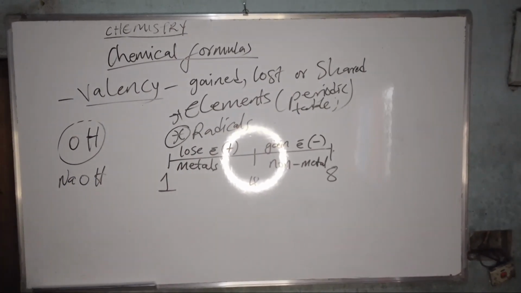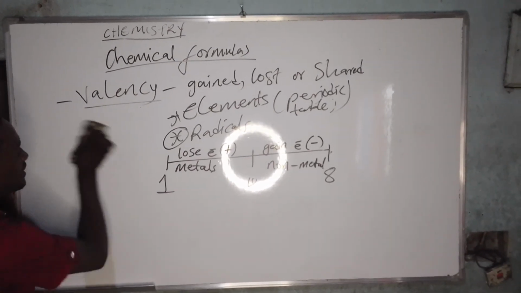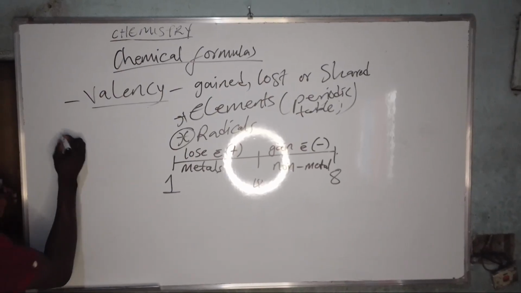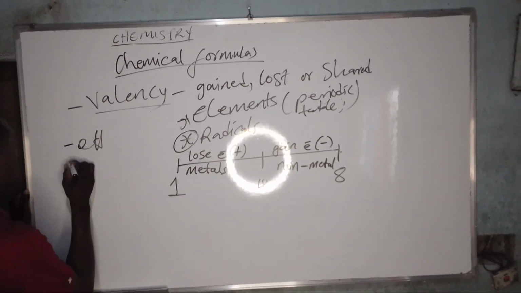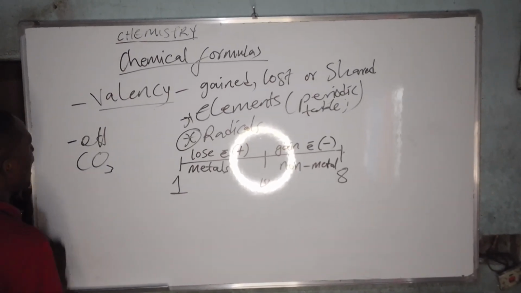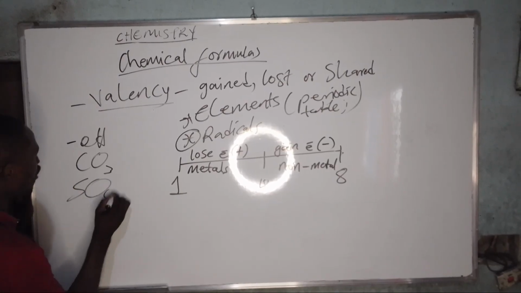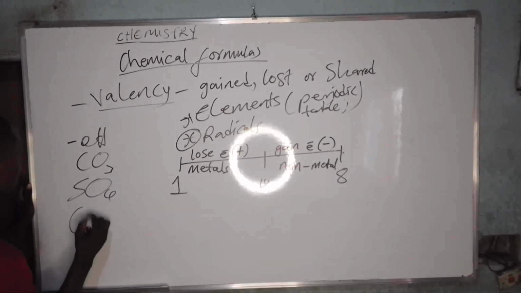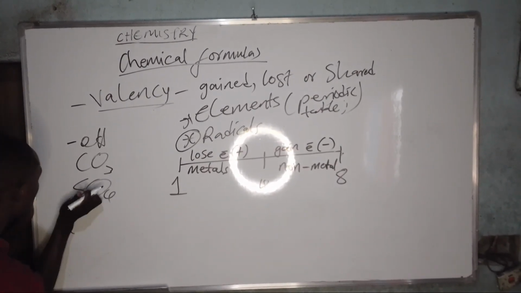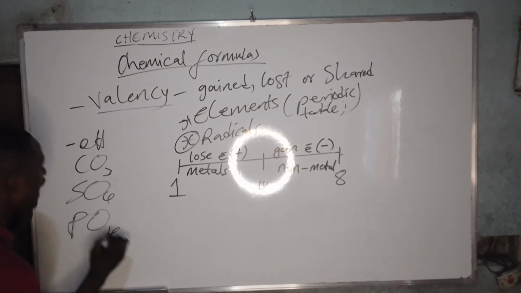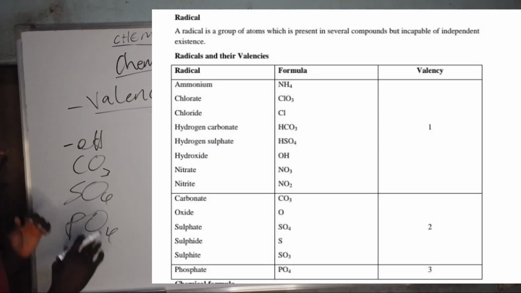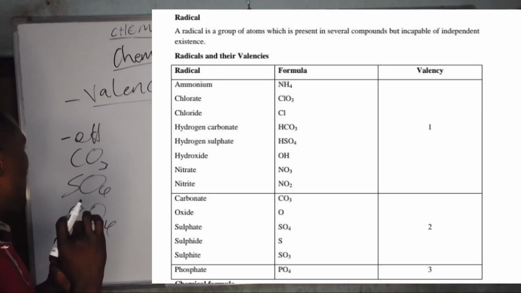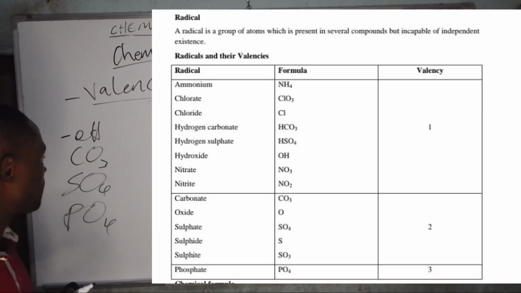Now let me give more examples of these radicals. Apart from hydroxide, we have carbonate. Apart from carbonate, we can put sulfate. Apart from sulfate, we can put phosphate, and so on. Now, look at the table that I have just displayed.